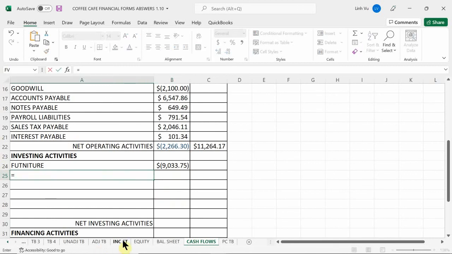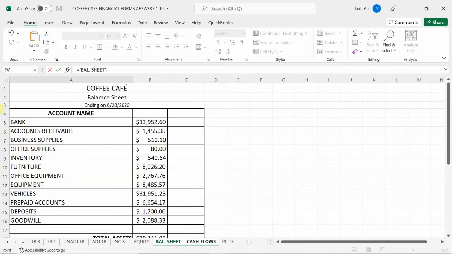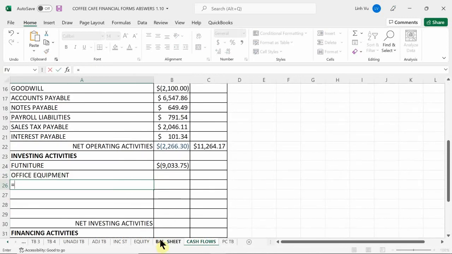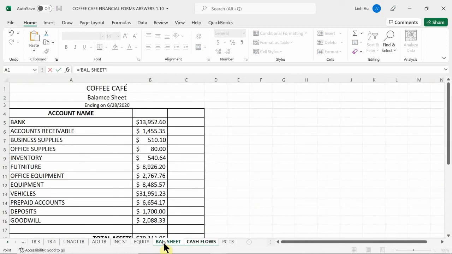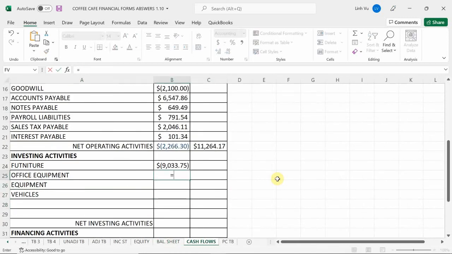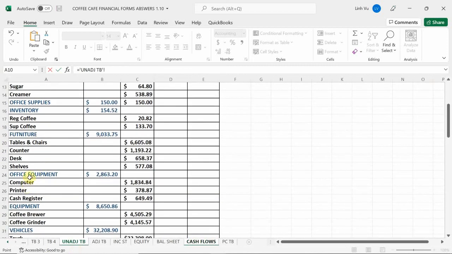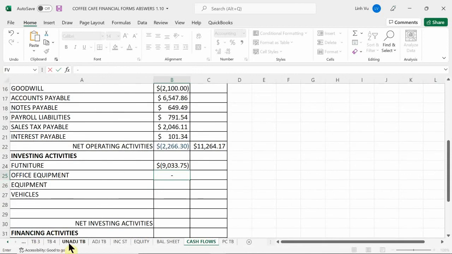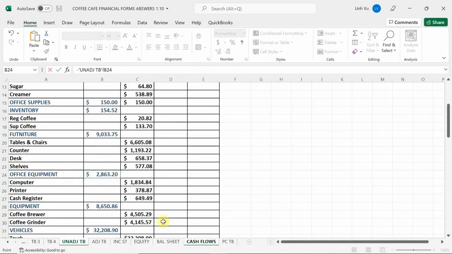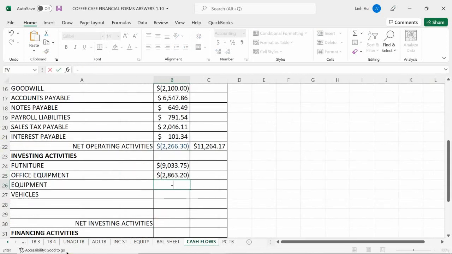So then let's see what the next, so let me do balance sheet. So the next account that I have here is going to be, so I got furniture, we have office equipment, we also purchased equipment, and we also purchased a vehicle, okay? That is all for my fixed assets. Now I have to go back to my unadjusted trial balance to see what the real value is for my historical cost value. So in this case, what was the total amount of office equipment I bought? So unadjusted trial balance. So office equipment, I purchased a total of $2,863. Since I purchased it, I no longer have this cash. Okay, so I spent the $2,863.